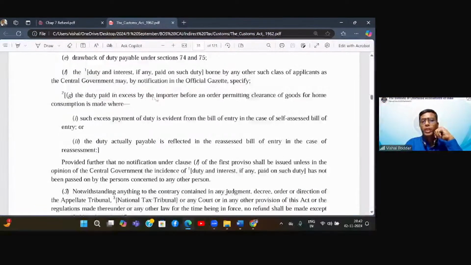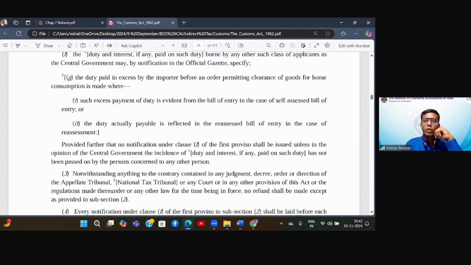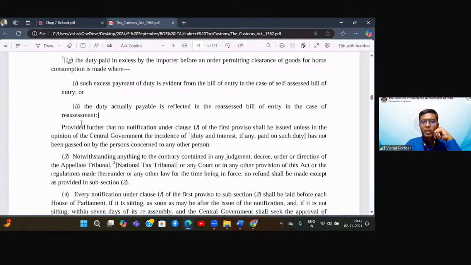Duty paid in excess by the importer before an order permitting clearance of goods, and how? One, where such excess payment is evident from the bill of entry in case of a self-assessed bill of entry, or the duty actually payable is reflected in the reassessed bill of entry. So whatever the duty payment, it is evident from the bill of entry or the reassessed bill of entry, and we know it is excess. I gave you an example also when we were discussing this: how you know it is excess, because at the time of clearance, you saw that the goods are deficient in quantity. So you apply for section 13 or 23 benefit, whereby your duty amount is reduced. So whatever duty amount is reduced or relinquished, that you can claim as a refund under this clause G.